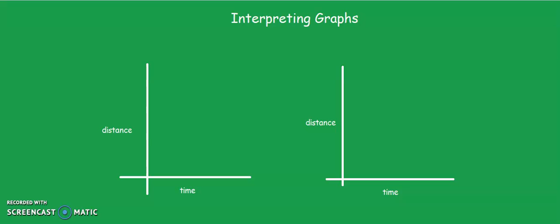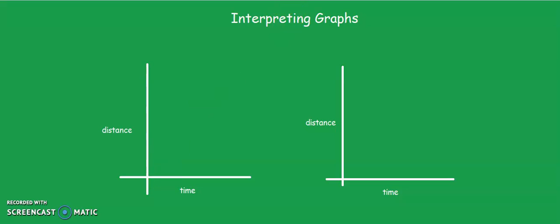Okay, let's talk a little bit about graphs and interpreting graphs. So let's look at two different graphs here. Now, this graph is going to measure distance. So the y-axis or the vertical axis is going to be measuring the distance, and the x-axis will be measuring the time. So for both graphs, we'll do the same thing. So this graph will be measuring distance.